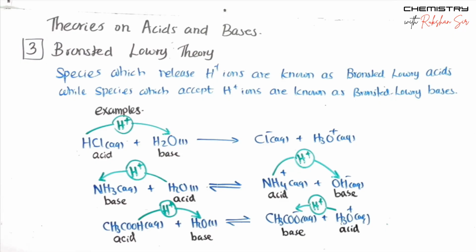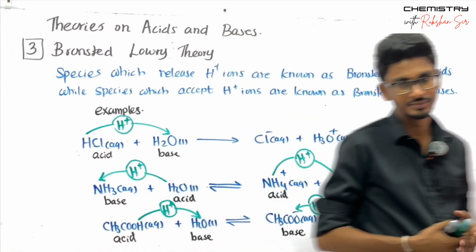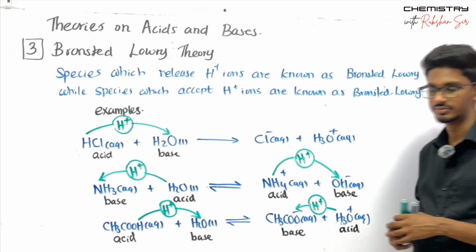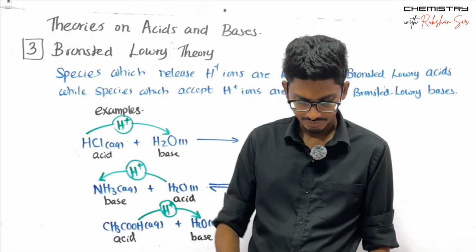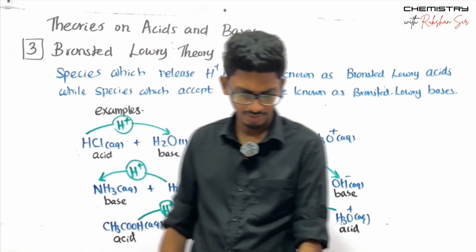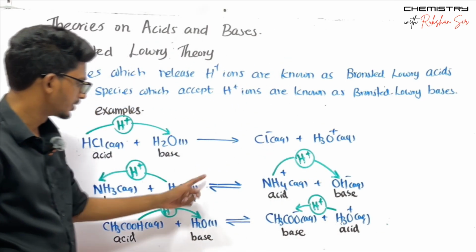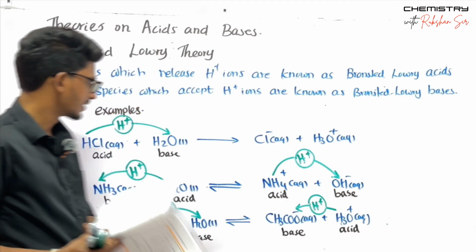So acids and bases can be classified with the use of Brønsted-Lowry theory, and that can be applied even for the reverse reaction as well. Just go to the next page and see. These two things are written there.